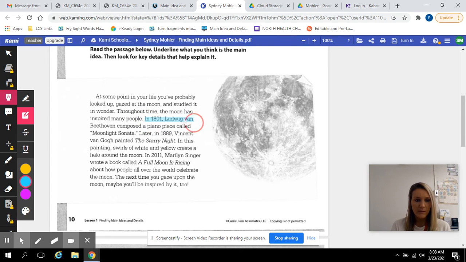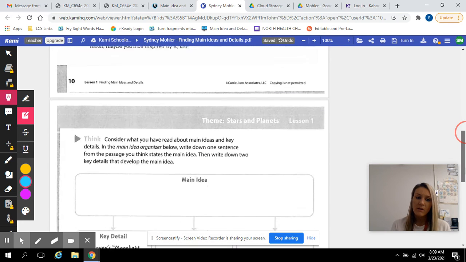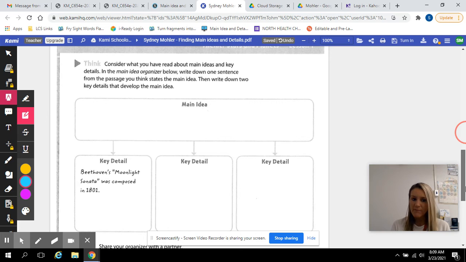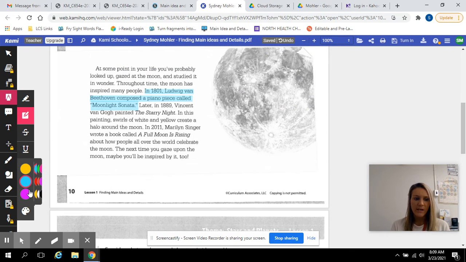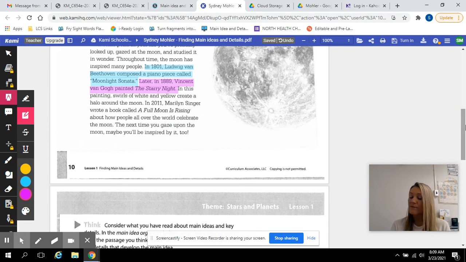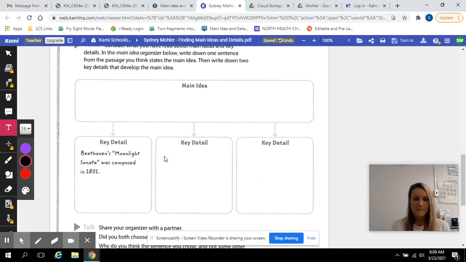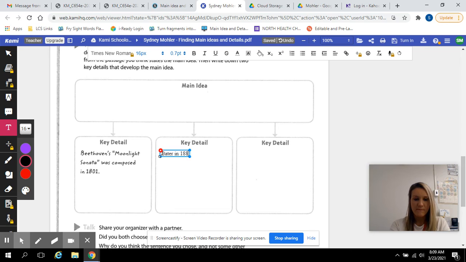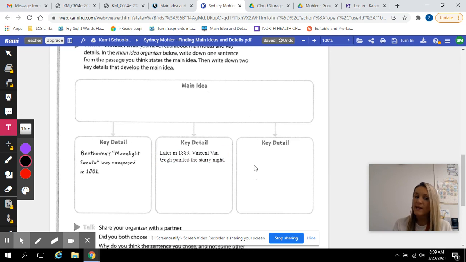And if I'm looking for another key detail, I must be looking for somebody that did something based on the moon. So I'm going to go ahead and highlight the next sentence that says, later in 1889, Vincent van Gogh painted The Starry Night. That's someone else that the moon had an effect on. Right. So now we need one more detail.